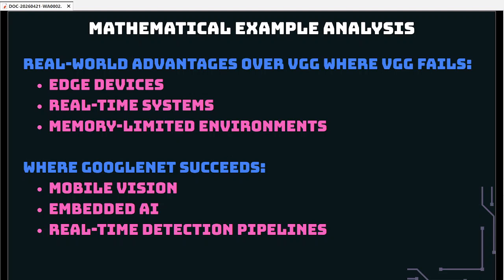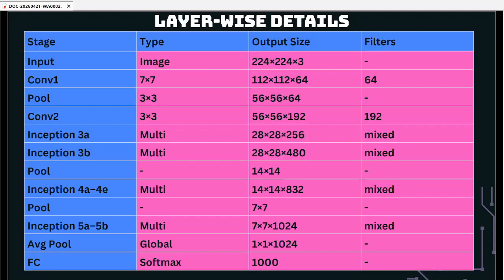This is the real world advantage over VGG. VGG fails for edge devices, real-time systems, and memory-limited environments, but GoogleNet succeeds in all these applications such as mobile vision, embedded AI, and real-time detection pipelines. This is the complete layer-wise discussion of the GoogleNet architecture in a single window. As discussed earlier, you can have a glance at it.